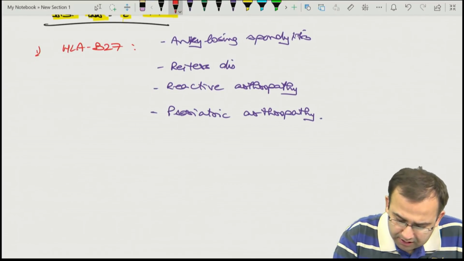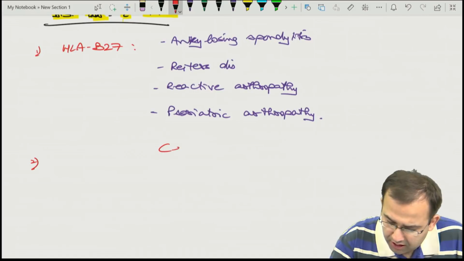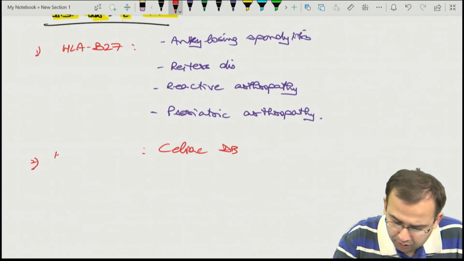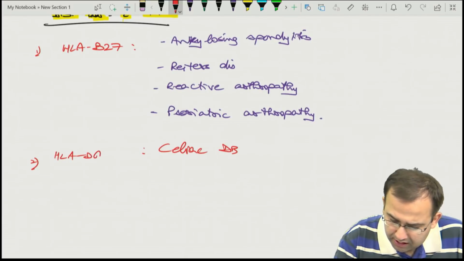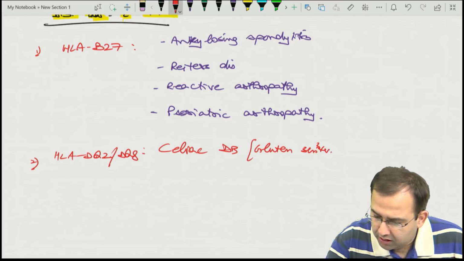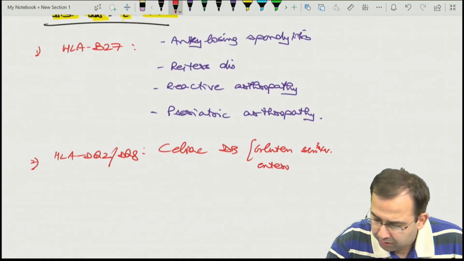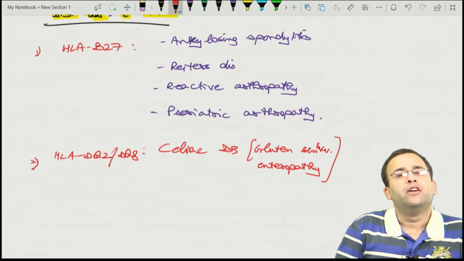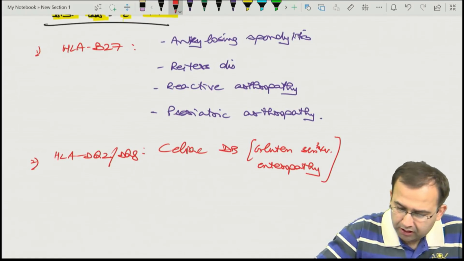Next, which GIT disease is associated with HLA? Celiac disease. Which HLA? HLA DQ2/DQ8. What is celiac disease? It is gluten sensitive enteropathy, that is the intestines are sensitive to gluten.